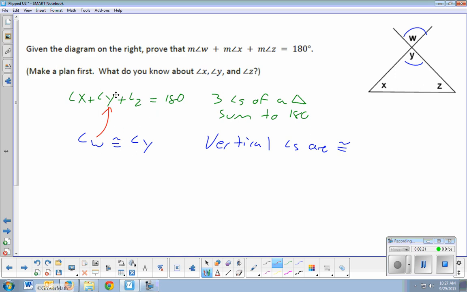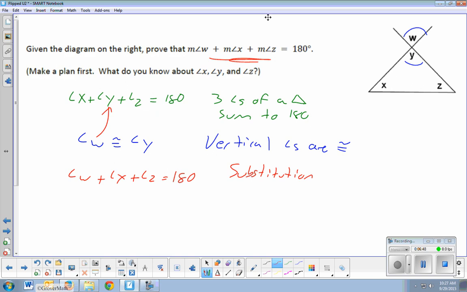So I could take out my y and put in a w, and that is what I'm trying to prove here. That angle w plus angle x plus angle z equals 180. Again, by substitution. If these are equal, I can replace them with each other, and that's exactly what I wanted. So that's it. These are very short proofs.